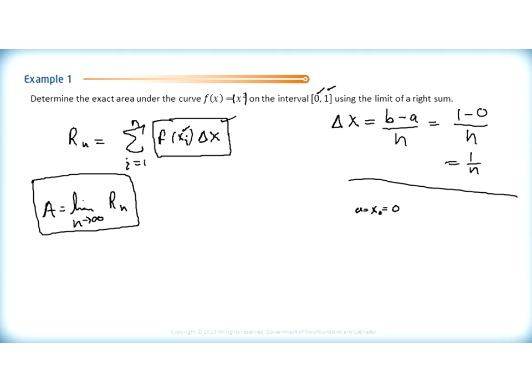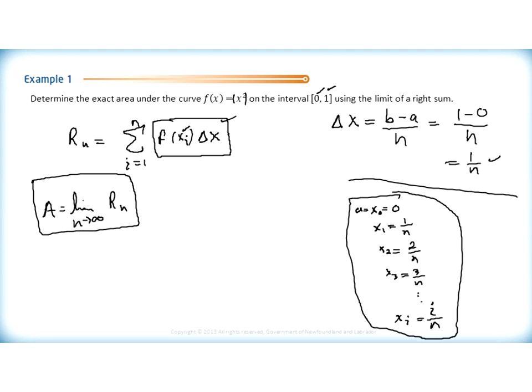Then, to get to the right end of my first interval, I'd have to add the width of the interval, which is my delta x. So x1 here is going to be equal to 1 over n. Then to get to the next endpoint on the subinterval, x2 would be adding another one of those, so it would be 2 over n. And then x3 would be equal to 3 over n, and so on. And xi basically is i divided by n. Now that's a little bit abstract, but that's what we need for this. So xi is going to be equal to i divided by n.